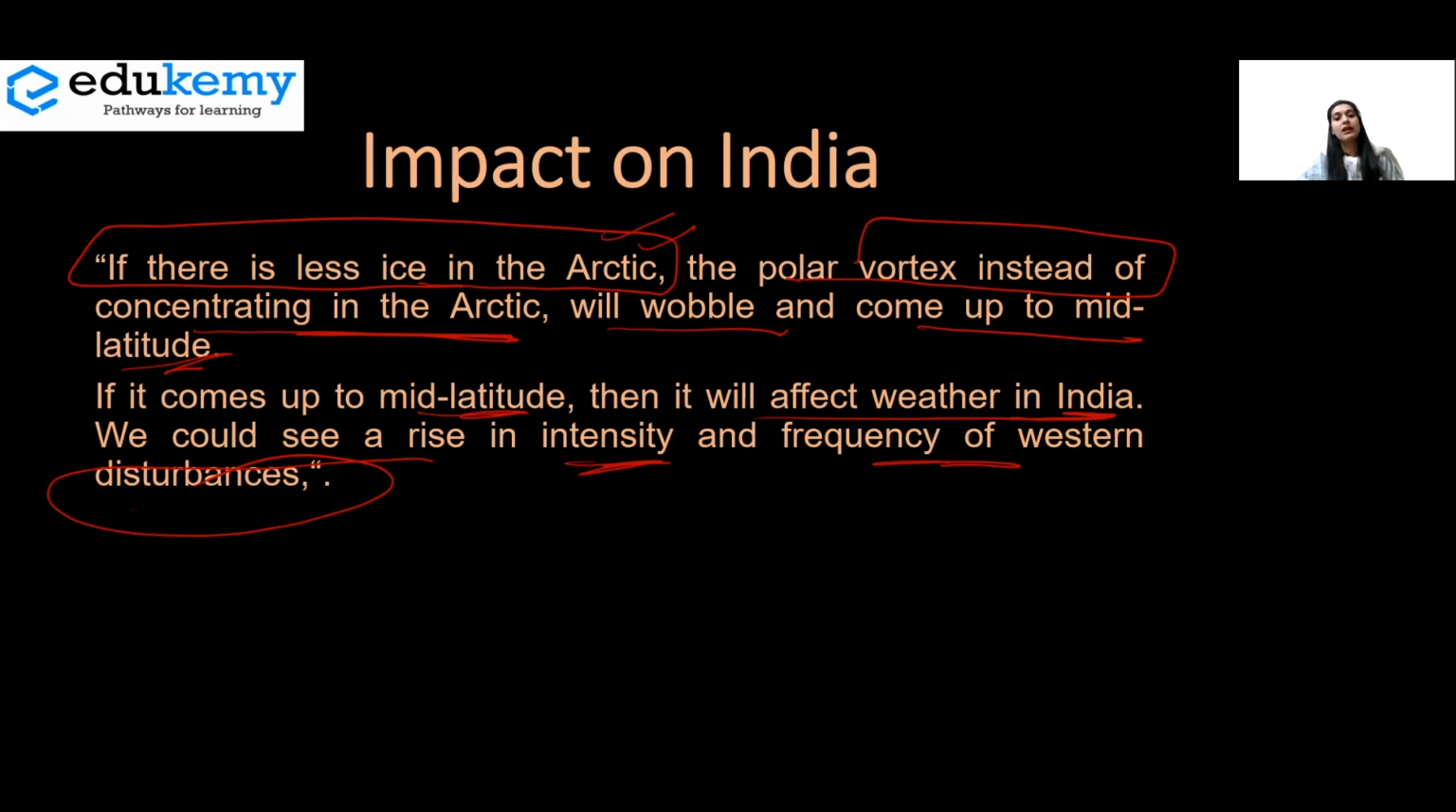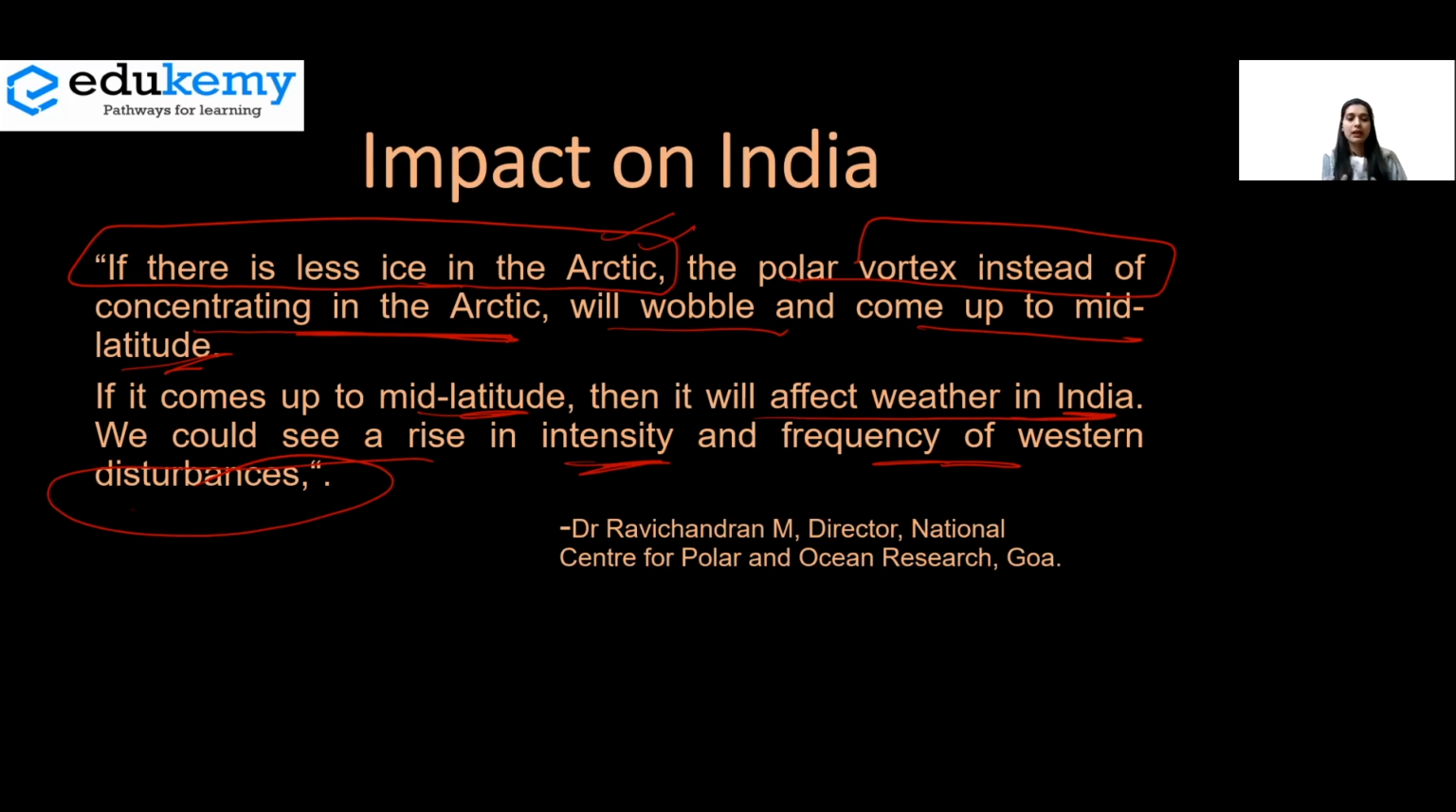Western disturbances are the winter rains that we get in the northern hemisphere, or in North India during the winters. All right. So this is something that can happen. The intensity and the frequency of the rainfall in the winter can change. So this is something that is said by the scientists.